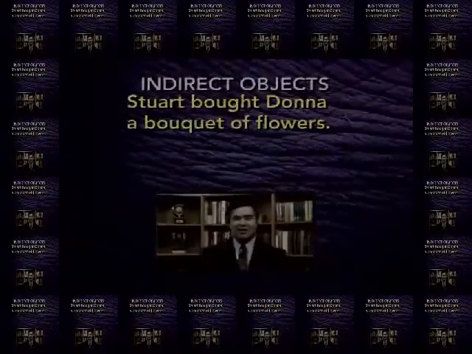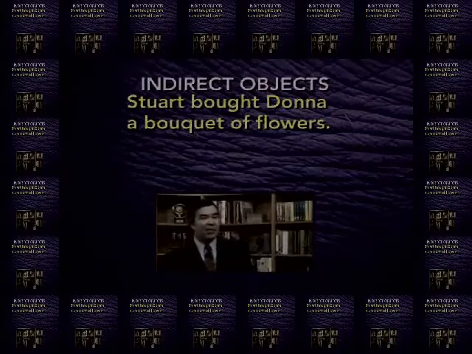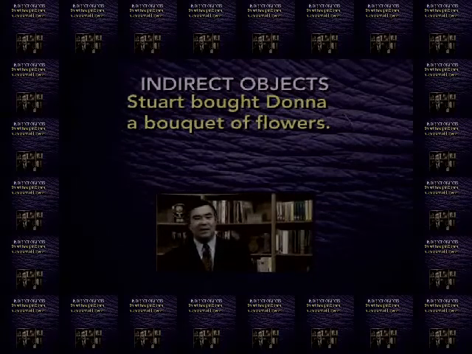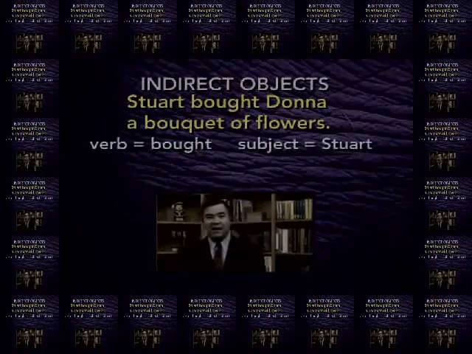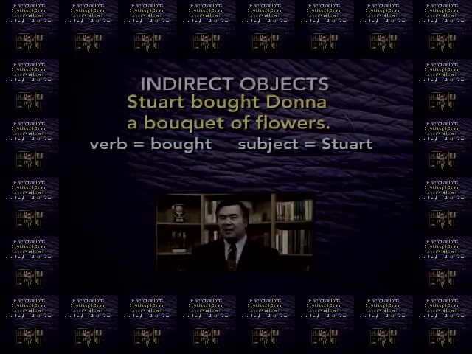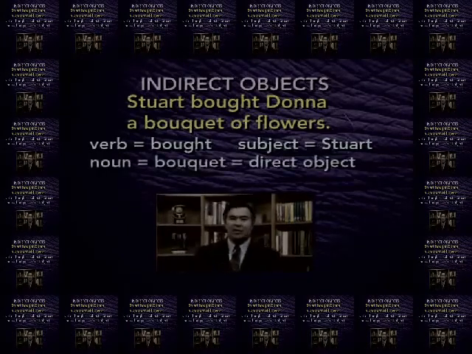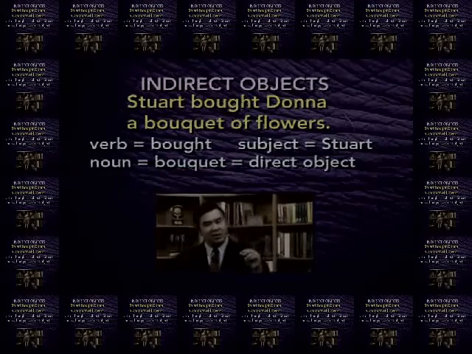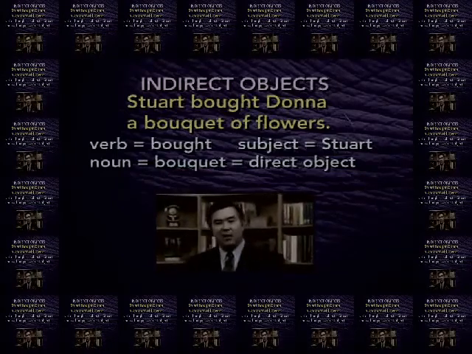Here's another sentence to illustrate how this works. Stuart bought Donna a bouquet of flowers. The verb is bought. The subject is Stuart. Stuart did the buying. And what did Stuart buy? That is, what's the direct object? He bought a bouquet, specifically a bouquet of flowers. The noun bouquet is the direct object of the verb bought.